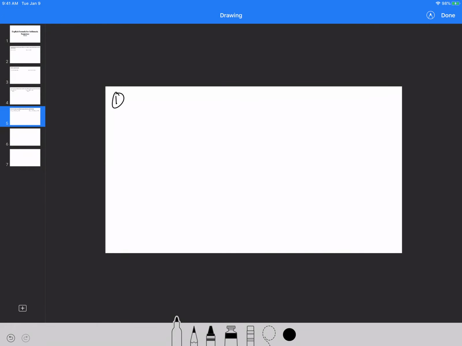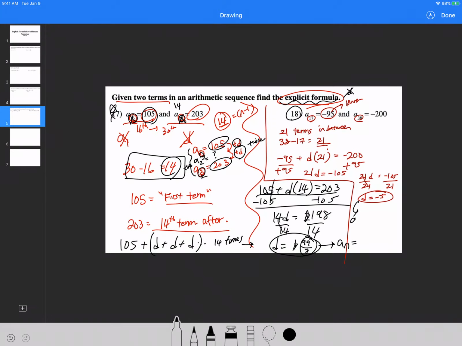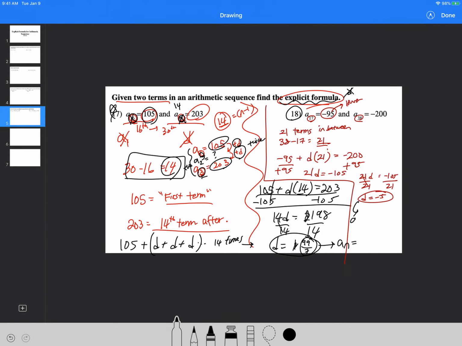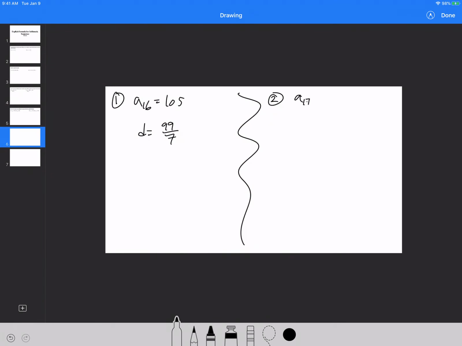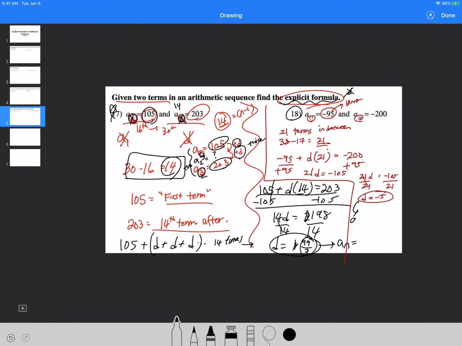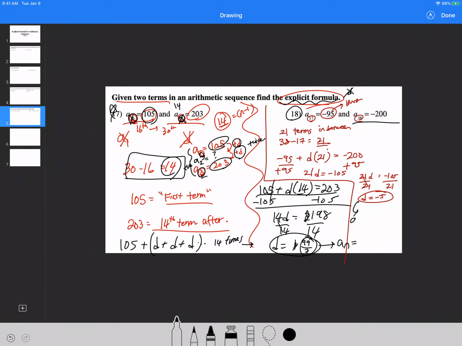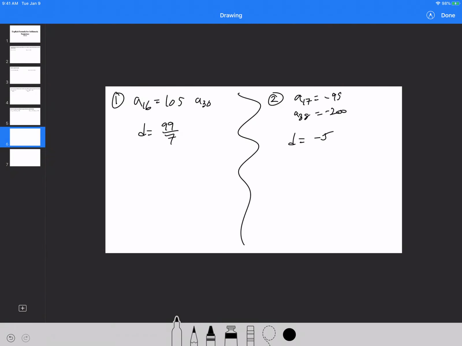The very first question that it had was a sub 16 was 105. And we found out that the common difference was 99 over 7. The second question had a sub 17 is equal to negative 95, and a sub 38 is negative 200. And we know the common difference is negative 5. For this one, a sub 30 is equal to 203.